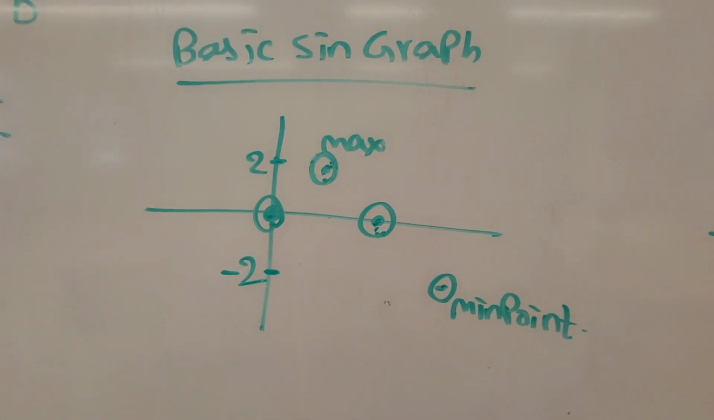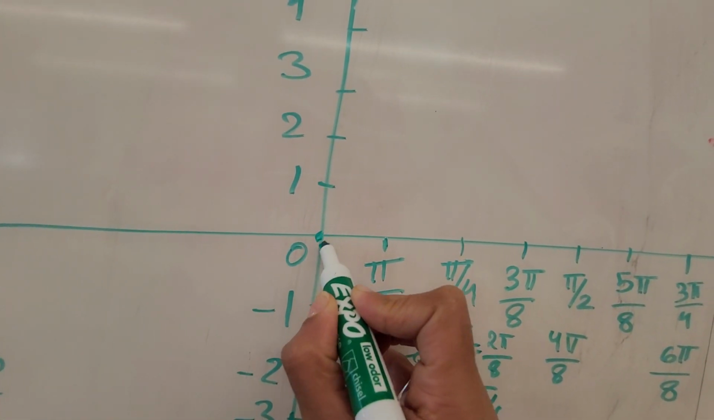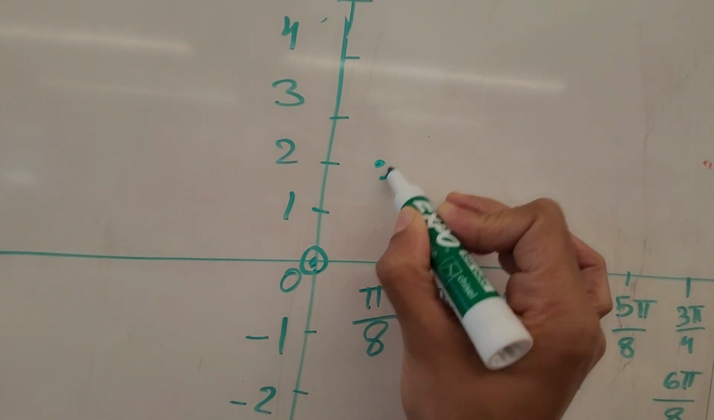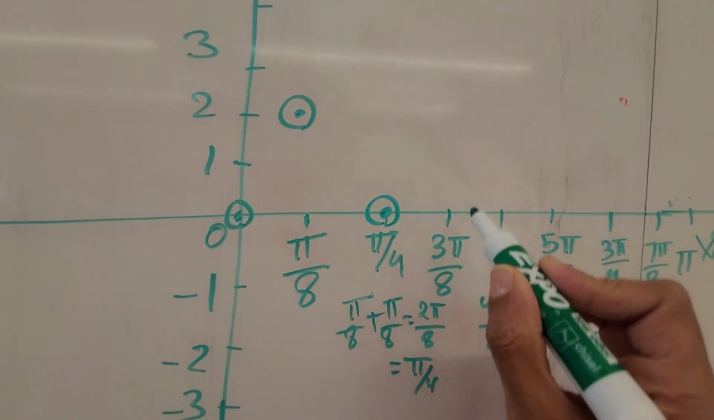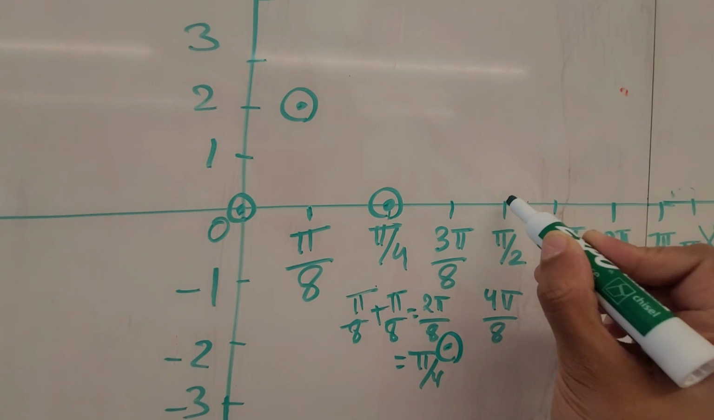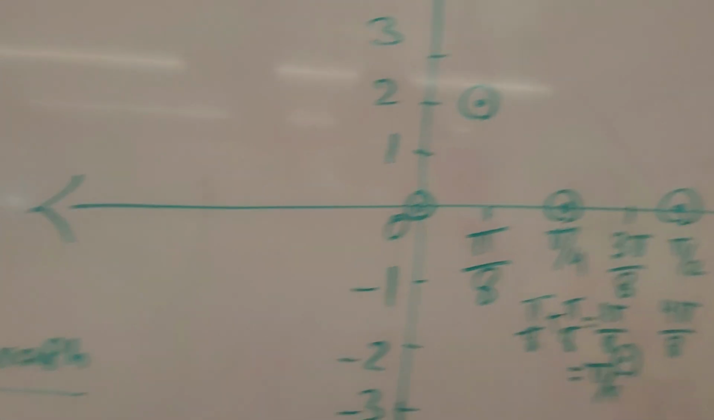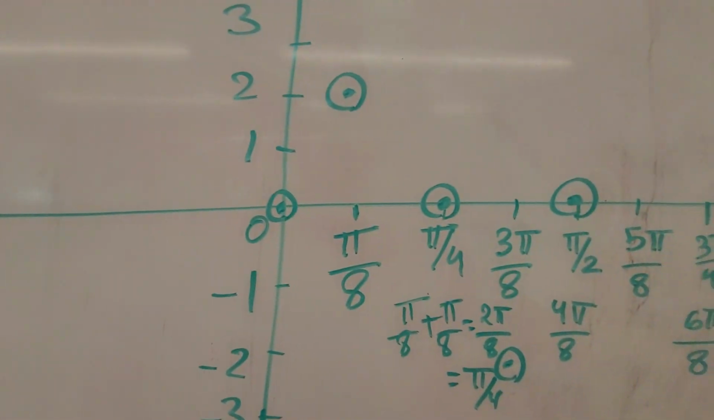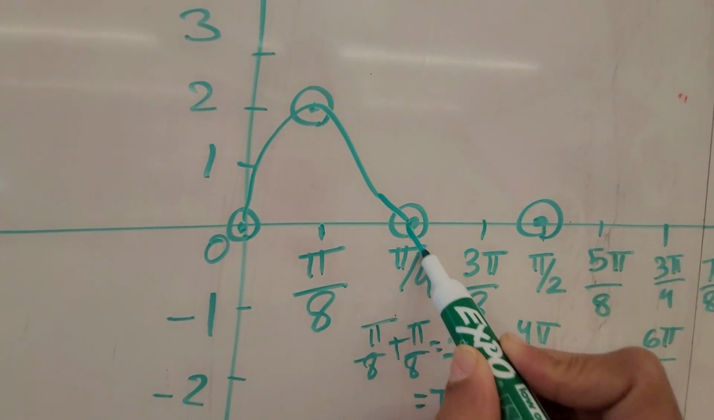So let's draw the graph here now. For the standard points, it will be 0, and for pi by 8 it will be the maximum point, which is 2, and for pi by 4 it will be again 0, and for 3 pi by 8 it will be -2, and for pi by 2 it will be 0. Since we got the period as pi by 2, for one complete cycle the graph looks like this.